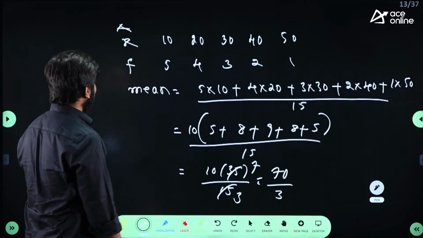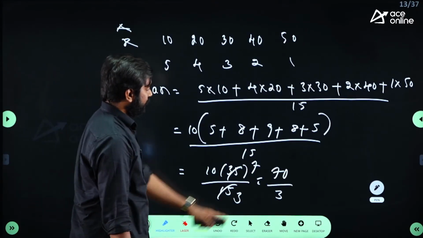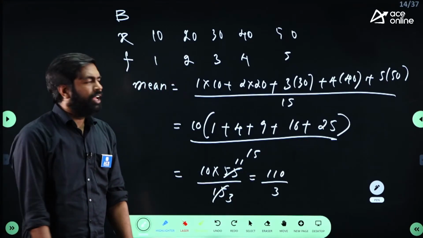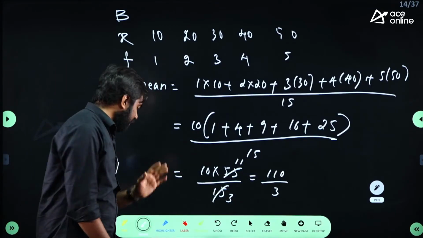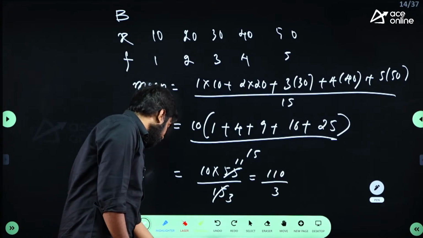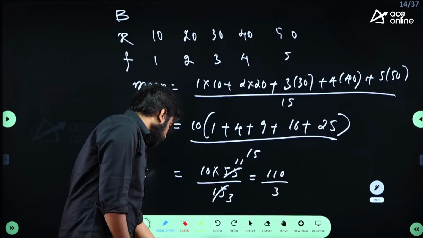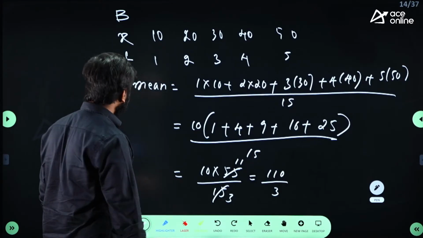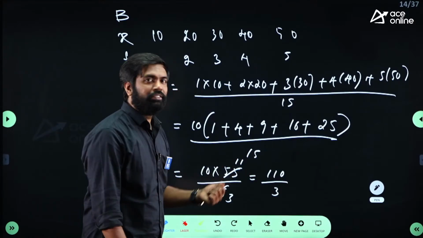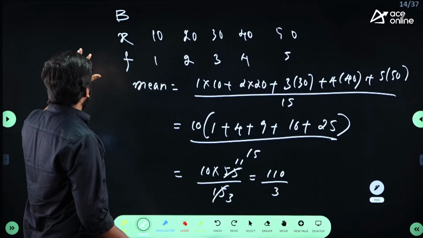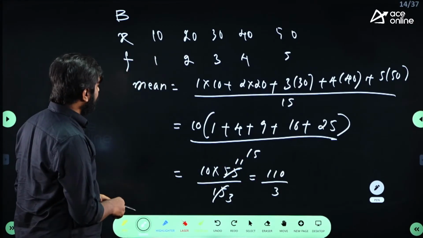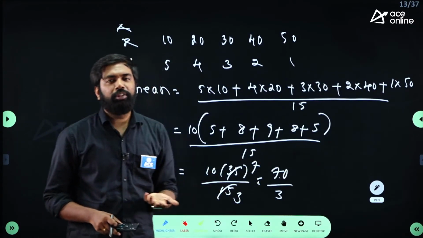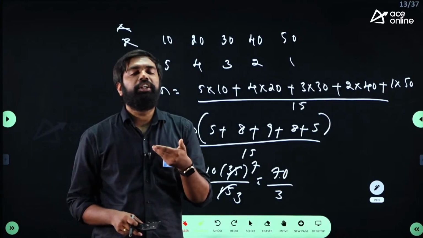So now interestingly the mean is, in one case it is 70 by 3, in the other case it is 110 by 3. Now some students like Divya, Sham and another, have answered that B is greater. Okay, but what we have calculated is the mean. The mean of this distribution is 110 by 3 and the mean of the other distribution is just 70 by 3, but they are not asking you the mean, they are asking you the standard deviation.